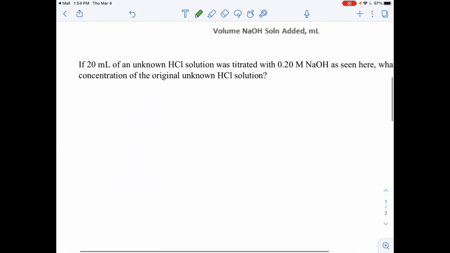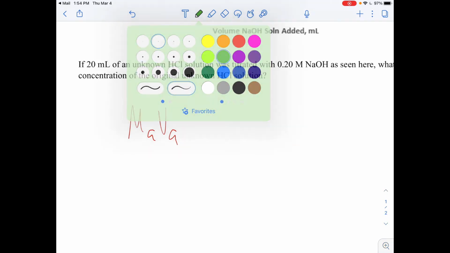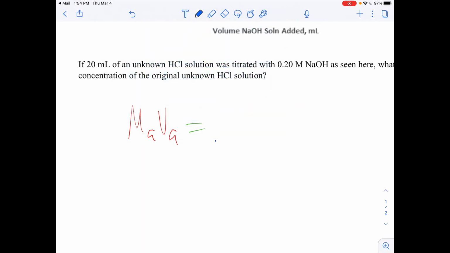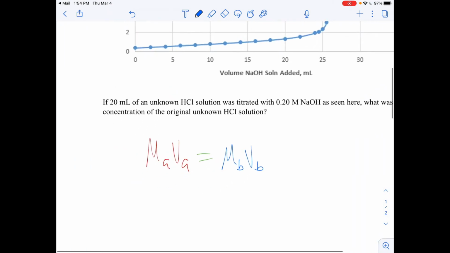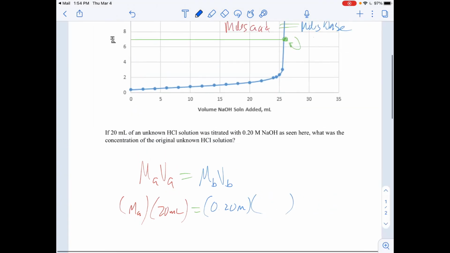To do the math on this, because they're both solutions, it's real simple. We're just going to do MAVA. The molarity of the acid times the volume of the acid will give us the moles of the acid, and that's going to be equal to the moles of the base, which is going to be MBVB. I had 20 milliliters of my unknown hydrochloric acid solution, so that's 20 milliliters, and I don't know the molarity of that, so that's going to be my X. That is equal to the molarity of my base, which I know to be 0.20 molar, times the volume of the base.